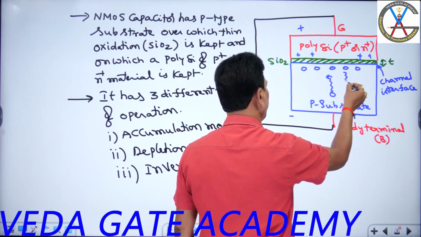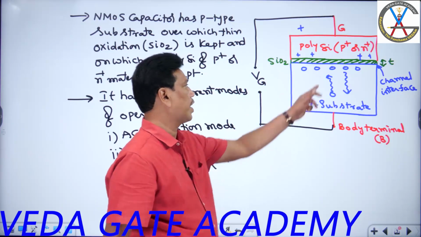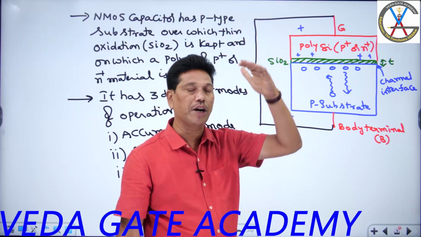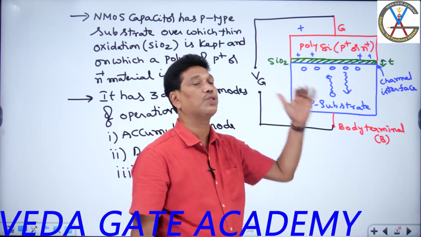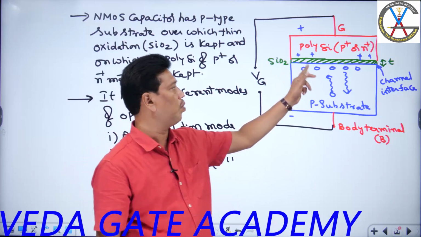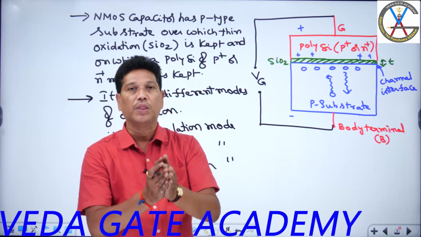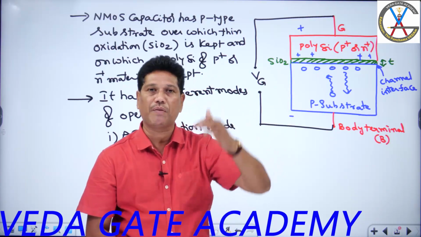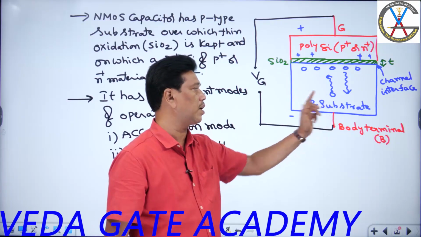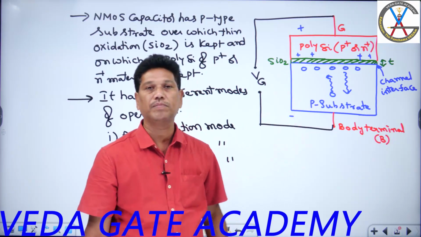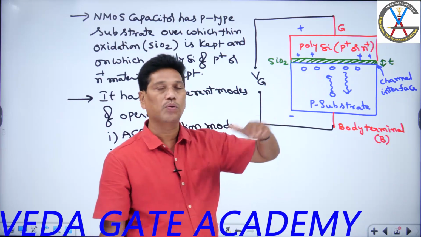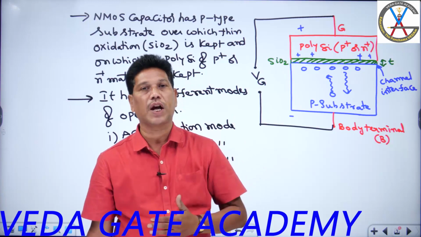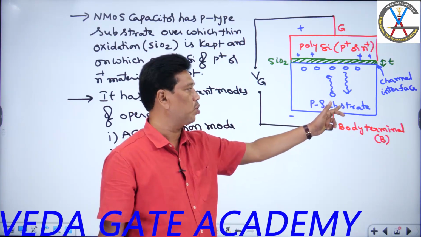So those holes get depleted from the interface, students. The holes that were accumulated in the previous condition get depleted. Depleted means moving away from the channel interface and moving towards the substrate by attraction. Now they come away from the channel interface, students, right? And they move towards the substrate.